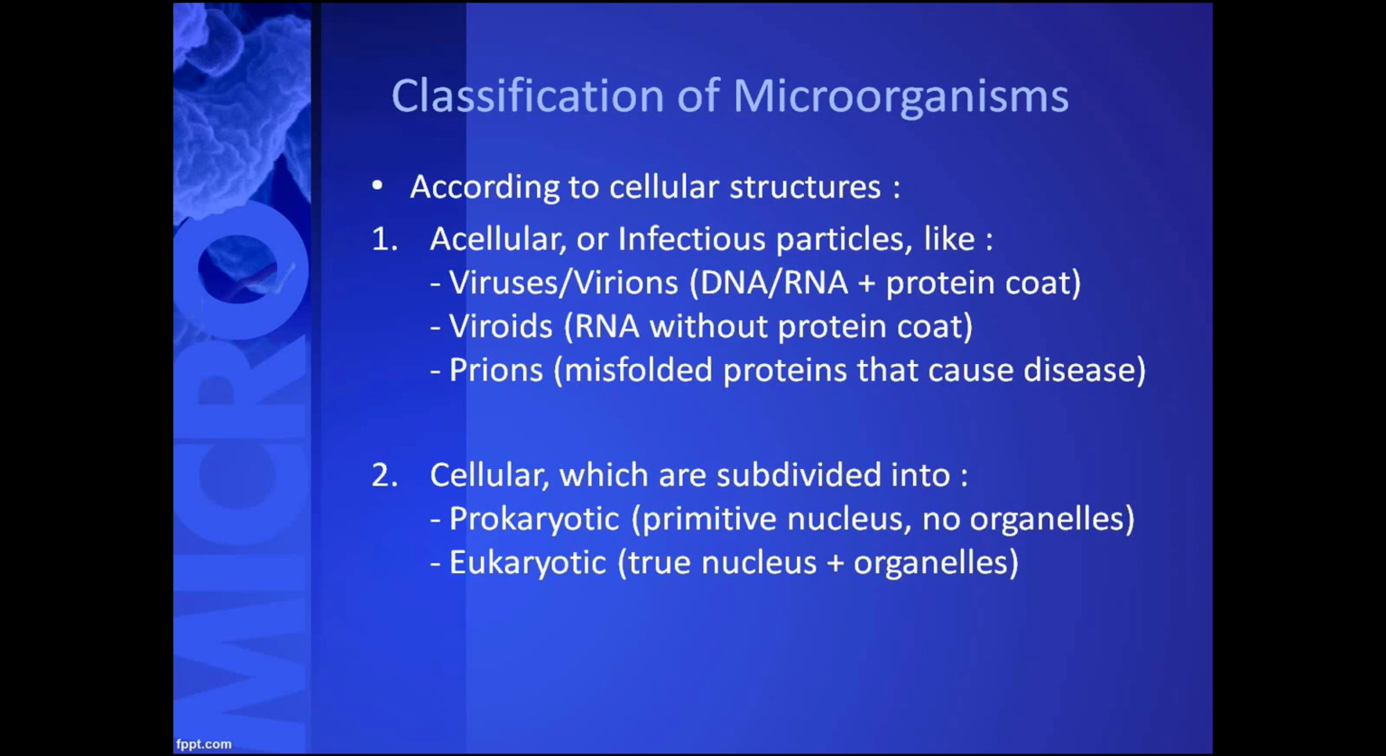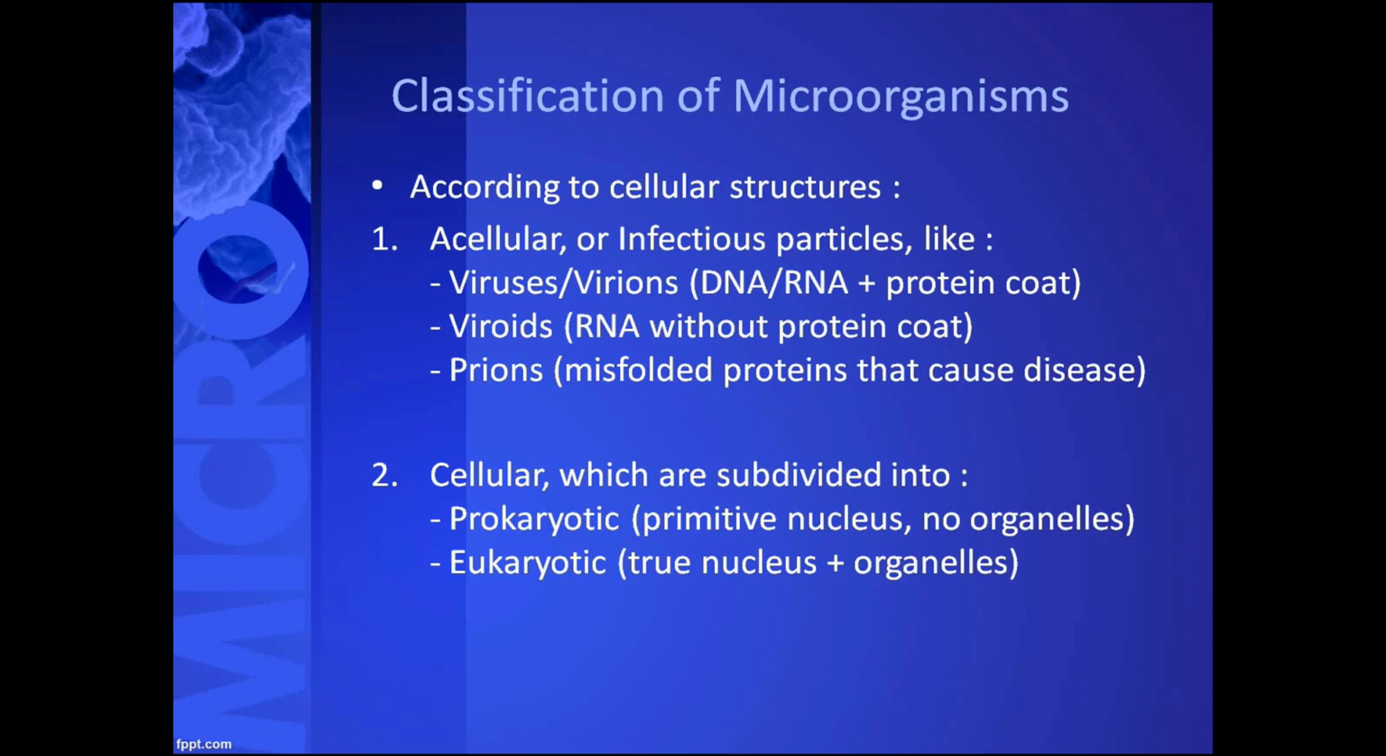So these acellular microorganisms depend upon other cells for their reproduction. Okay, another name for viruses is virions. Now the viroids, anything that ends with oid means something like. So viroids is something like a virus. So it is a virus, but without the protein coat. The prions are misfolded proteins that can cause disease. One example for diseases caused by prions is the mad cow disease.